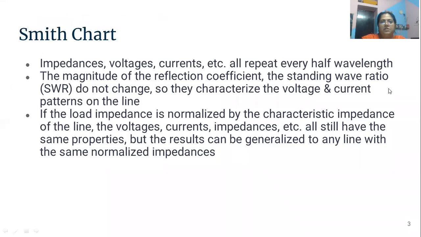Now let us discuss the Smith chart. It is mainly used to find the values of impedances, voltages, currents, etc. All repeat every half wavelength. So we can find the values of impedances, voltage, currents, reflection coefficients, and standing wave ratio at various wavelengths. These wavelengths are functions in terms of lambda by 2. Now the magnitude of the reflection coefficient and the standing wave ratio, known as SWR, do not change. So they categorize the voltage and current patterns on the line.